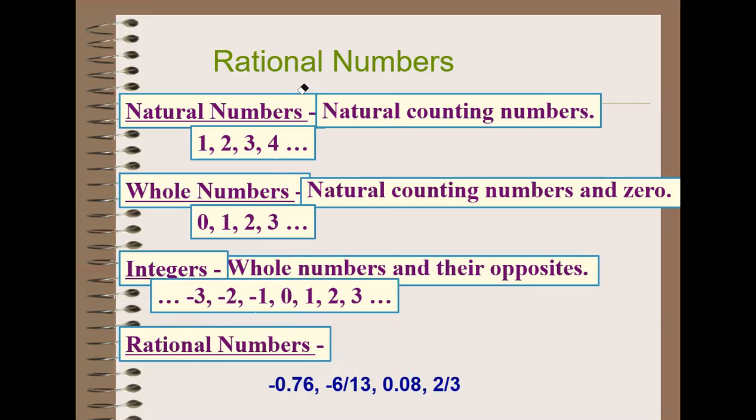Let's move to the last example. 2 out of 3, or 2 over 3. Does this one belong to the rational numbers? Yes, because it's written in a fractional form. Let me give you a question, my dear student.